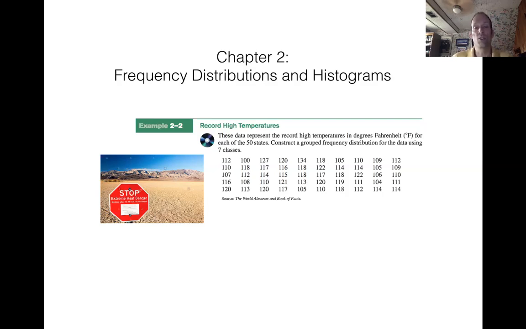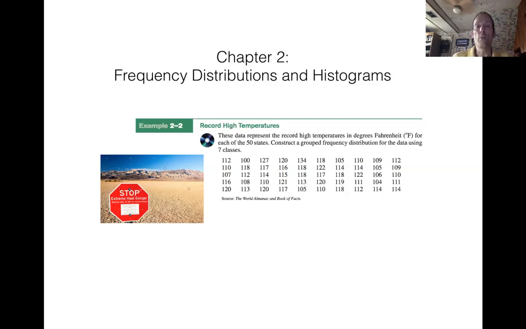So before we get fancy and sophisticated, if we were to just take a look at the data at face value, what kinds of observations can we make? We can make a few comments. We might be able to detect that the maximum temperature is 134 degrees, the minimum is 100, and we have a few temperatures that are even repeated, like 117 degrees. And we have some temperatures that are more similar to others than others are.